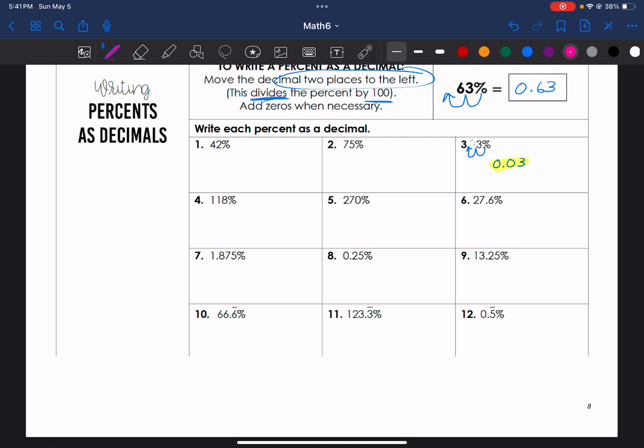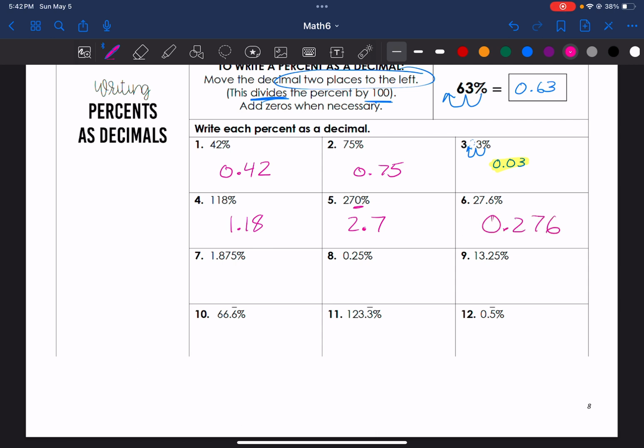Now that you've paused the video, you check your answers here, so that it's 0.42, 0.75, number 4 is 1.18. Remember, that percent is larger than 100, so we should have something in the ones place. Number 5 is 2.7. If you wanted a 0 at the end, you can do it since it's in the original problem. It's up to you.